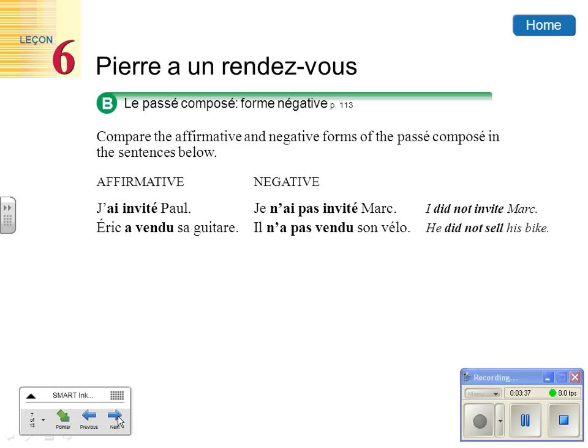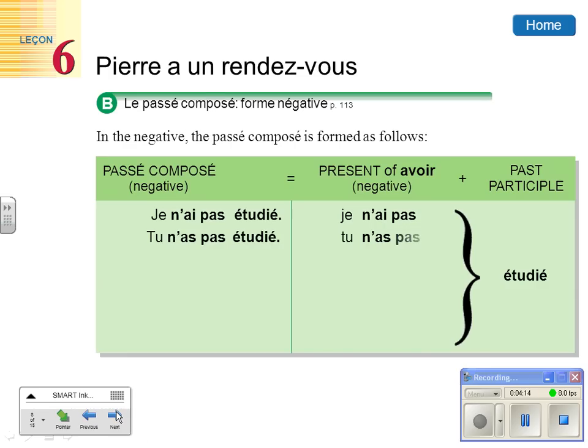Okay, so what if I want to make a verb negative? J'ai invité Paul would become je n'ai pas invité Marc. So in the passé composé, the verb avoir is our conjugated verb, so the ne pas goes around avoir. And then notice the past participle is outside. Eric a vendu sa guitare, il n'a pas vendu son vélo. The ne pas goes around the conjugated verb, which is avoir, and the past participle is outside of it. So here's the verb étudier with all of the negation of each part.